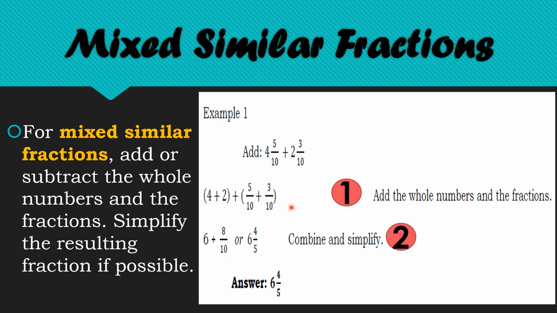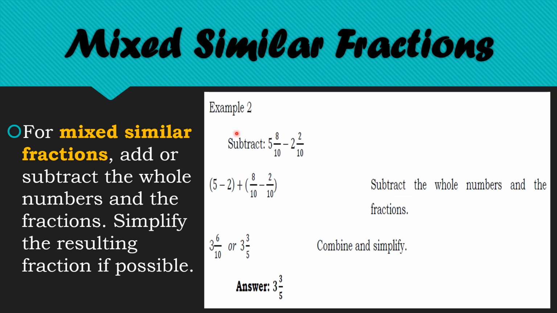Step 2. Combine and simplify. The greatest common factor of 8 and 10 is 2. 8 divided by 2 is equal to 4. 10 divided by 2 is equal to 5. Therefore, the final answer is 6 and 4/5.